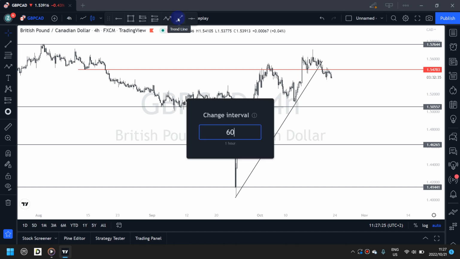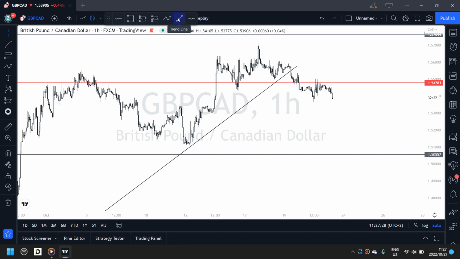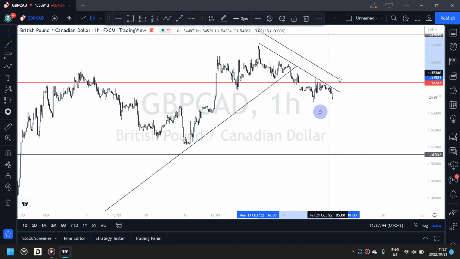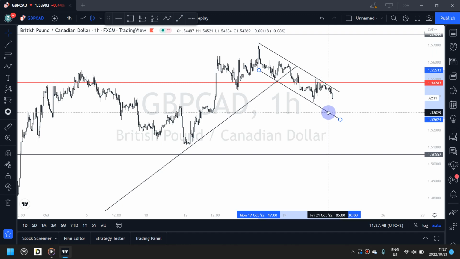Moving on to the hourly time frame, now that I have everything I wanted on the 4-hour time frame, which is my key levels and the overall direction of the market. On the hourly time frame, I'm seeing basically a small sell trend here, a small downtrend. This is the small downtrend that I'm seeing, and as you can see, the market broke out, retested, and is now pushing further to the downside, right?